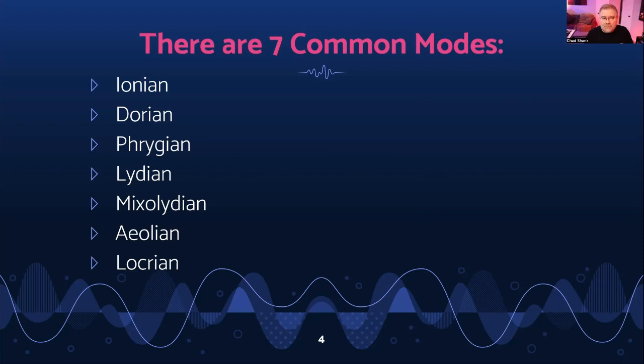7th is Locrian. One way to remember this order of modes is to look at the first letter of each mode and use the mnemonic: I don't play like my Aunt Linda, or IDPLMAL. That's a good way to remember at least the starting letters, so you can start to remember some of these names that sound more complicated than they actually are.